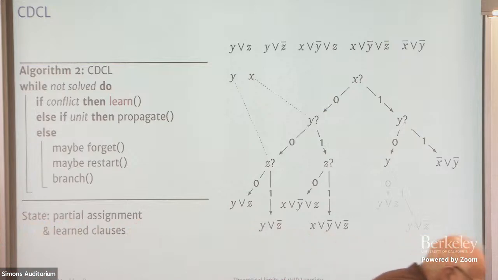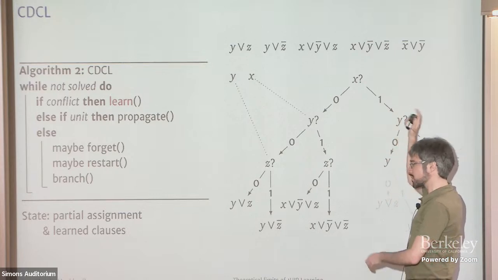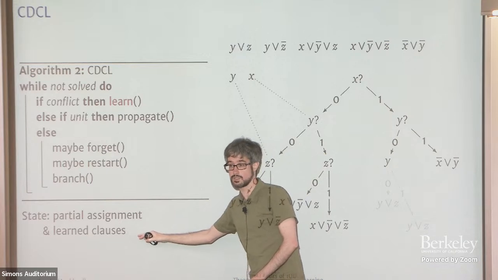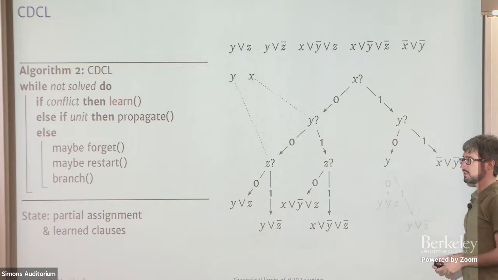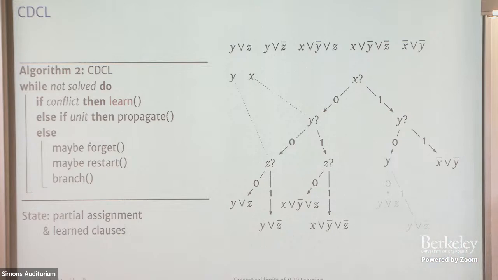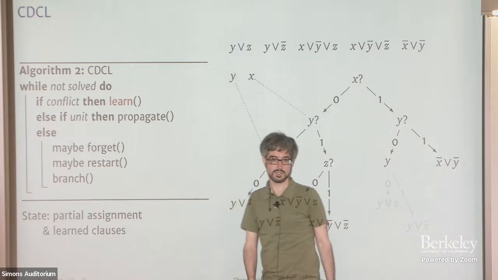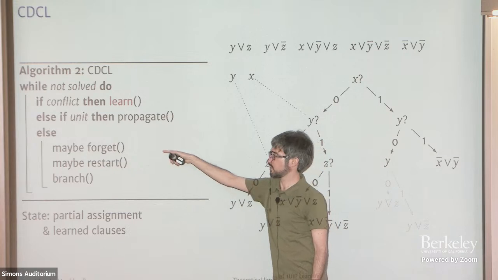Now, because we are remembering clauses, we're learning clauses, our state before was just the partial assignment. Now we have both a partial assignment and some learned clauses. And there's a detail that will be useful in the future: now it might be useful to forget part of the state. That doesn't make much sense with DPLL. But with CDCL, sometimes we'll want to forget what our partial assignment was, and that's what we call a restart. Or we might want to forget some of the clauses that we learned, and that's what I'll call forget.